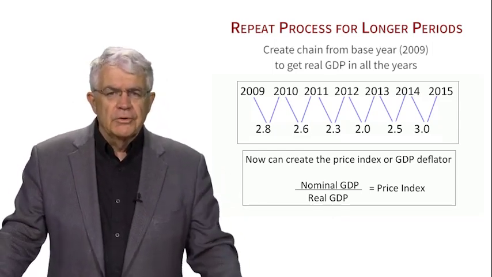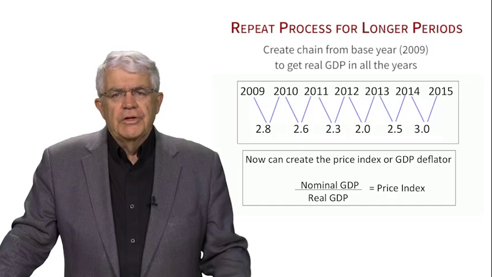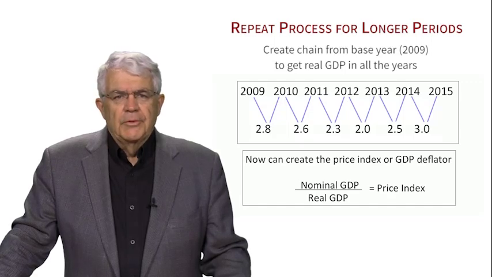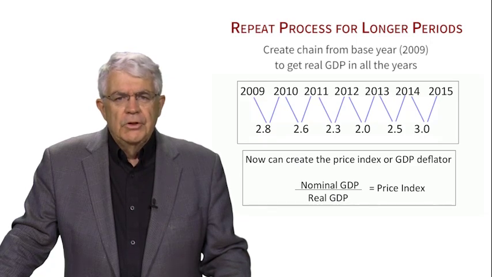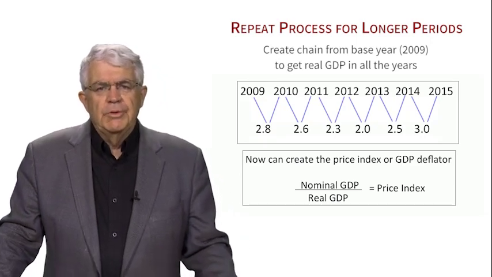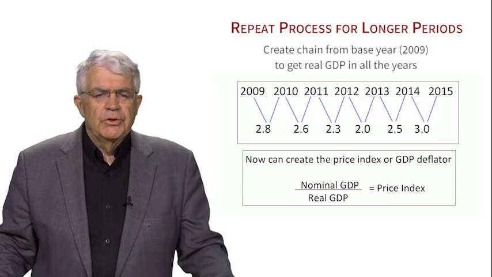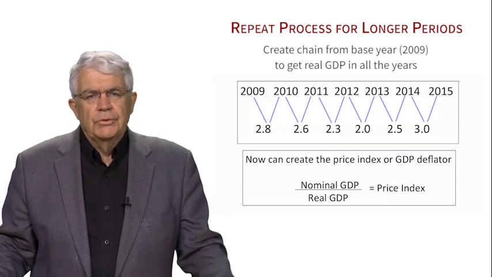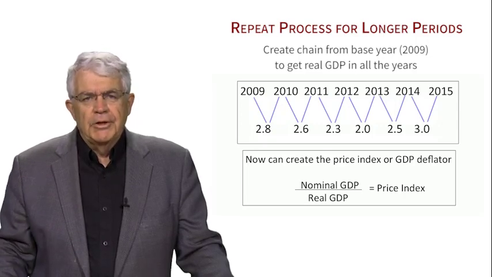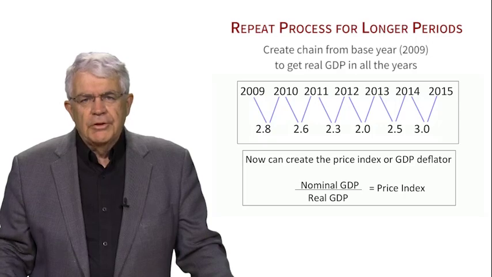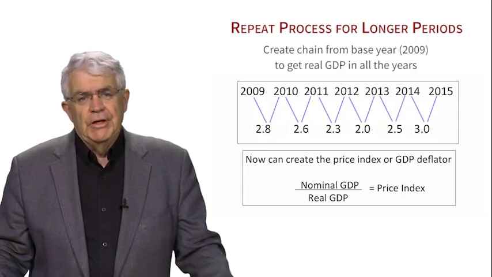Well, suppose the other numbers represent the growth rates between the other years. So for example, from 2009 to 2010, suppose it was 2.8%, and so on. So to get the real GDP in all the years, you just take whatever GDP was in 2009, and you grow it by 2.8%. You grow that by 2.6%. You grow that by 2.3%, and so on. And you get a whole series of real GDP, starting with this number in 2009.